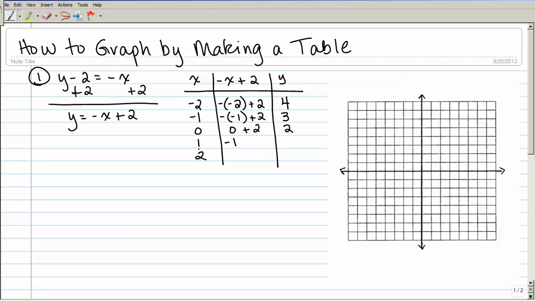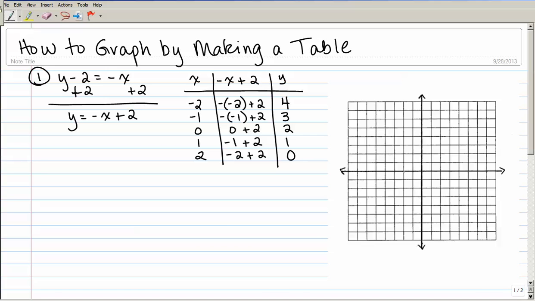Now that my x is positive 1, negative x is negative 1, plus 2, which is 1, and for x equals 2, negative 2 plus 2, which is 0. And this gives me 5 ordered pairs. Read the x-coordinate and the y-coordinate.